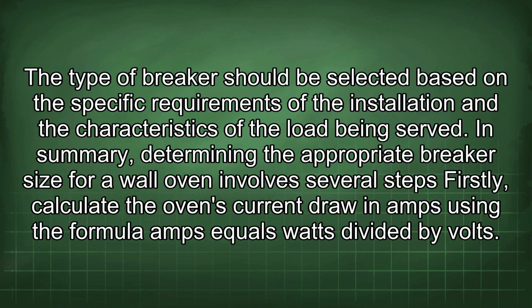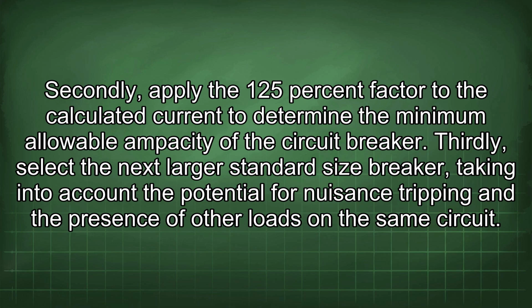The type of breaker should be selected based on the specific requirements of the installation and the characteristics of the load being served. In summary, determining the appropriate breaker size for a wall oven involves several steps. Firstly, calculate the oven's current draw in amps using the formula amps equals watts divided by volts. Secondly, apply the 125% factor to the calculated current to determine the minimum allowable ampacity of the circuit breaker.